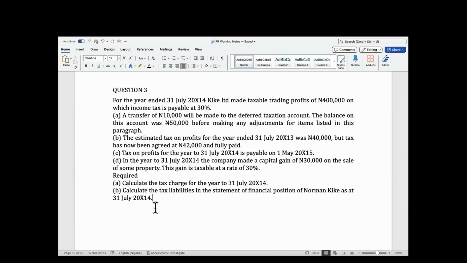C. Tax on profit for the year to 31st July 2014 is payable on 1st May 2015. D. In the year to 31st July 2014, the company made a capital gain of 30,000 naira on the sale of some property. This gain is taxable at a rate of 30%. Required: A. Calculate the tax charge for the year to 31st July 2014. B. Calculate the tax liabilities in the statement of financial position of Kiki Limited as at 31st July 2014.